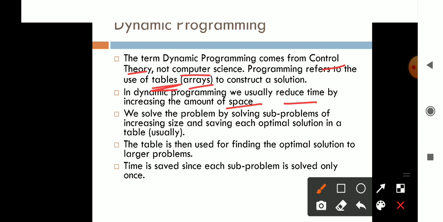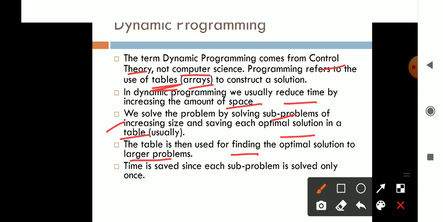Then in this we solve the problem by solving subproblems of increasing size and saving each optimal solution in the table. We are going to store the data into the table. The table is used for finding the optimal solution of the longer problems. Of course, whenever we require the answer or solution for the smaller problem, we can take it from the table and use it in the bigger problem.